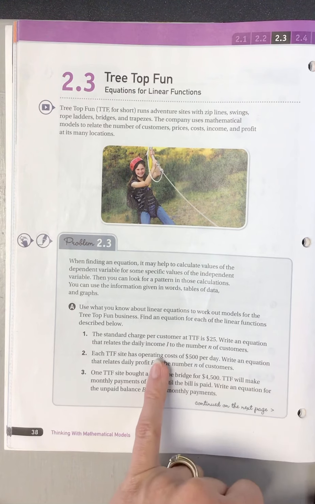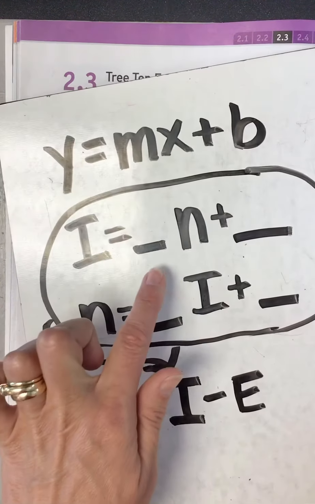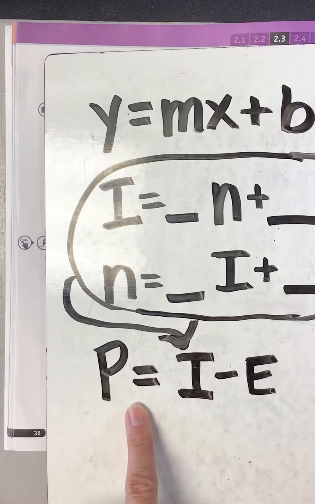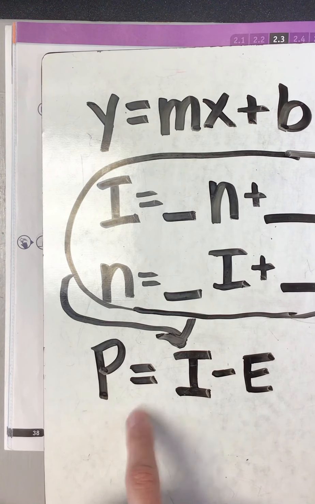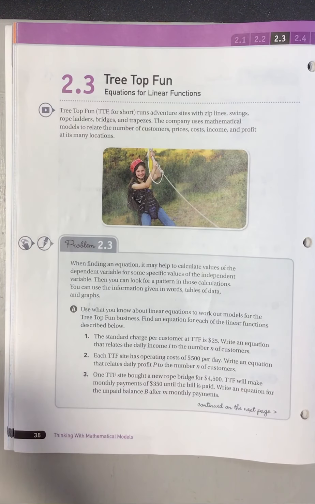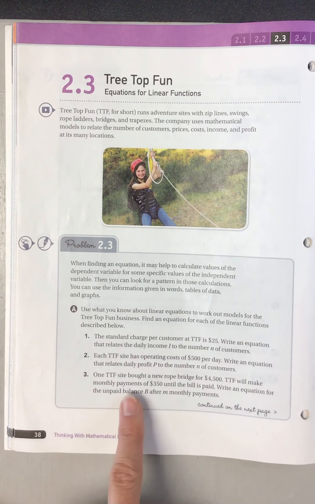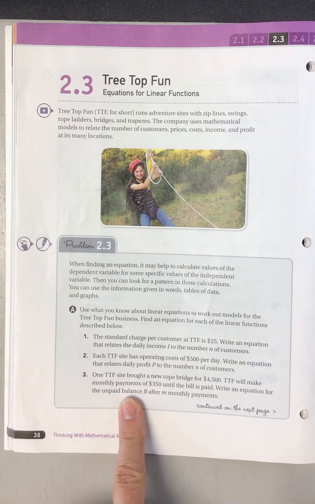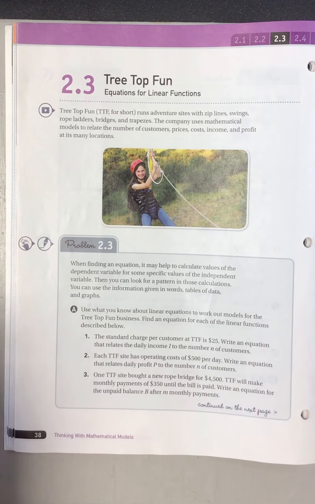So you're going to use some of the data that you had from problem 1 in problem 2 using the profits equals income minus expense kind of equation. Okay. Question number 3, this same company bought a rope bridge, which sounds really cool.